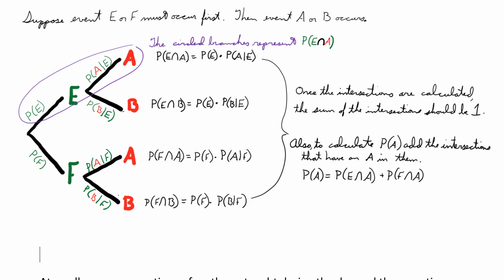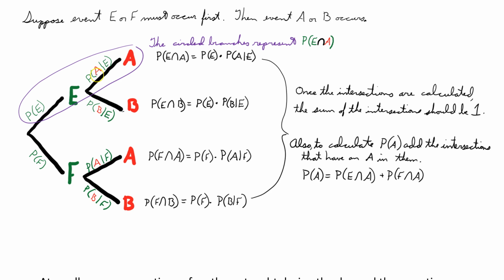Labeled on these various branches of our tree diagram, we see probability of E. This first branch represents the probability of E. Down below, we have the probability of F. These two probabilities should add up to 1. Let's go back up to E. If E occurs first, then from E there are two outcomes, either A or B.